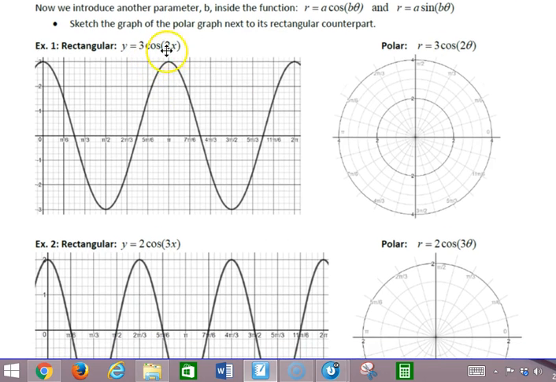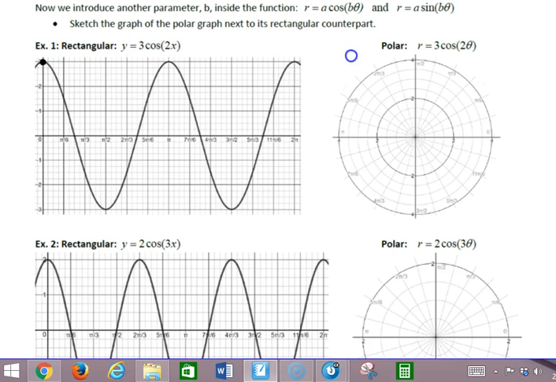So notice in rectangular form, when we make this 2 instead of just 1, instead of having one cycle in 2 pi units, now we have 2 complete cycles of the graph in 2 pi units. So how is that going to look on a polar grid? So let's go ahead and plot some points.